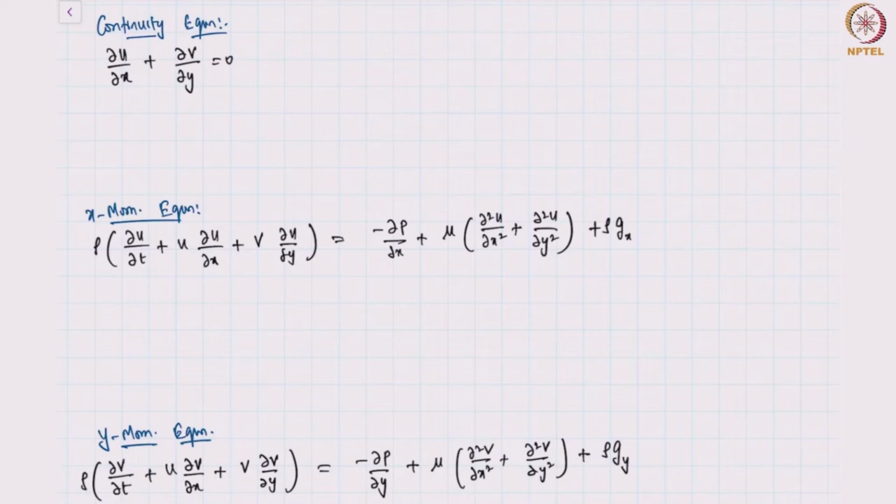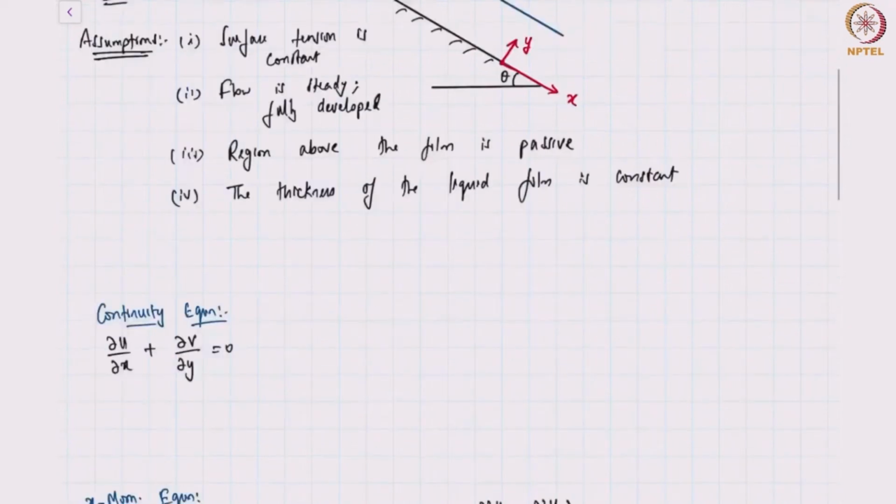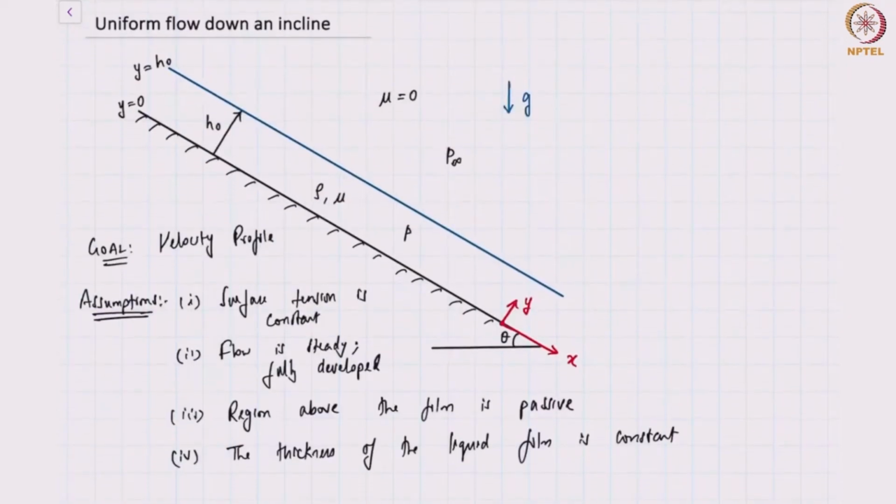But before we proceed with these equations and simplify them, let's look at the boundary conditions that would be relevant. Now let's write down the easy boundary conditions. The first one is that on the surface, we have no slip and no penetration conditions. And on the interface, we have interface jump conditions. We will use these conditions to obtain the velocity profile.